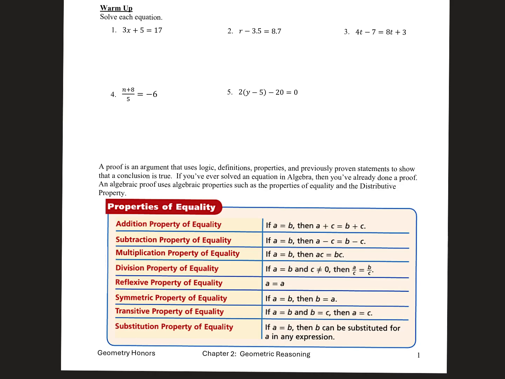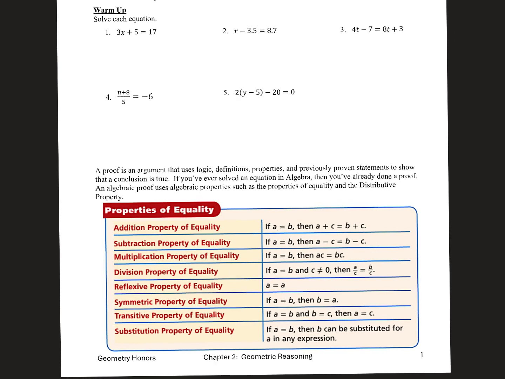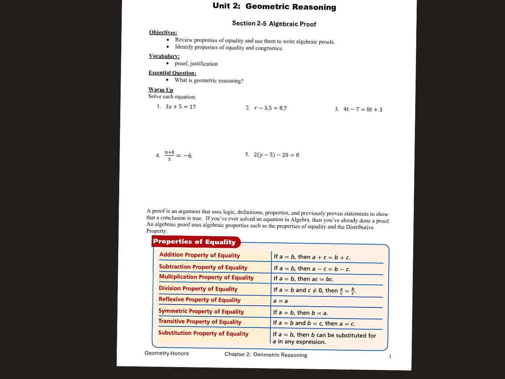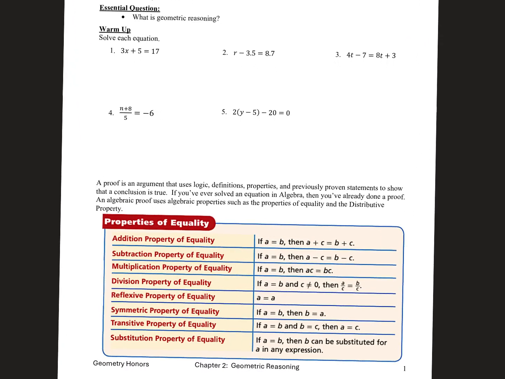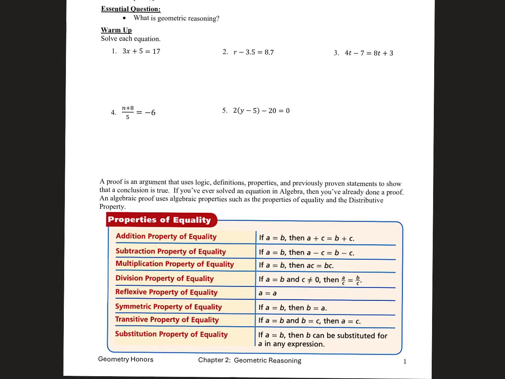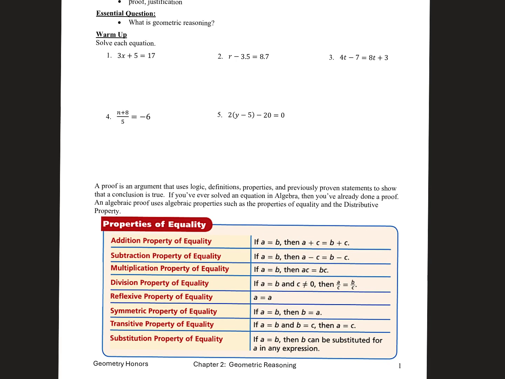Okay, so this is 2-5, algebraic proofs. There's a long list of properties that are provided for you. These are the properties that we're going to use to justify what you're learning. Justify. So it'll say justification, or sometimes it'll say reasons in the steps of the proofs.